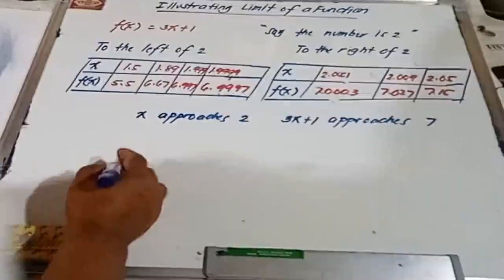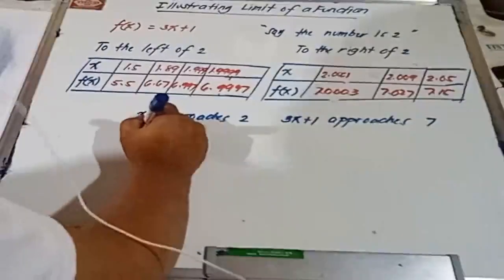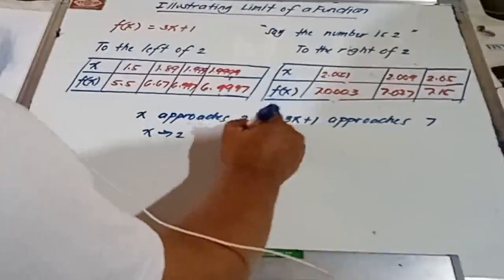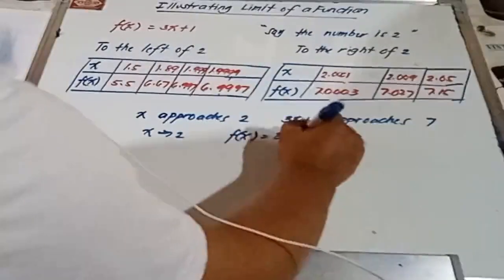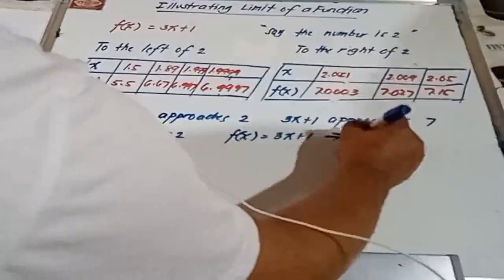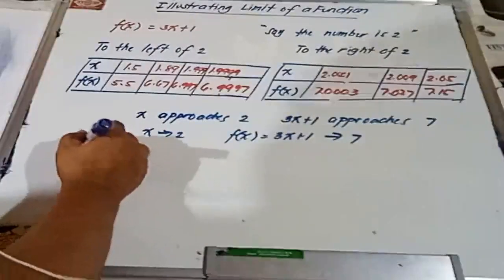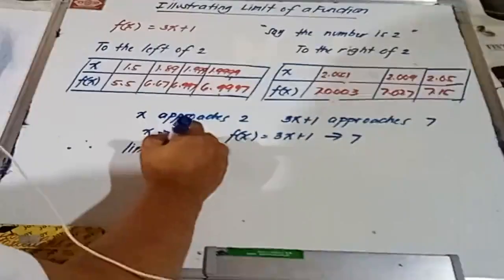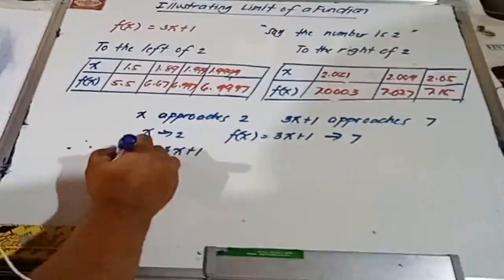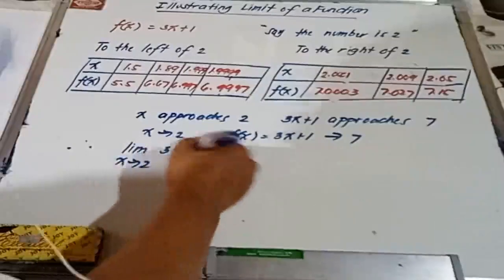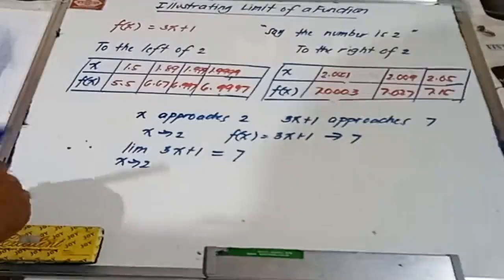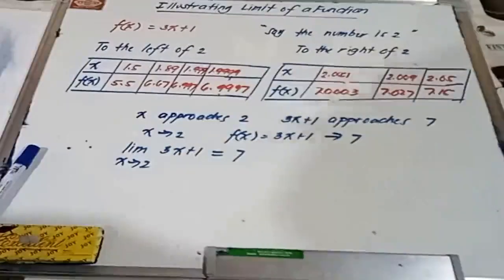Approaches 7. Or in symbol, we write x approaches 2, then f of x, which is equal to 3x plus 1, approaches 7. Therefore, we can say that the limit of the function 3x plus 1 as x approaches 2 is approaching to its limit, which is 7. Okay? So, ganun lang kadali yung concept of our limit.